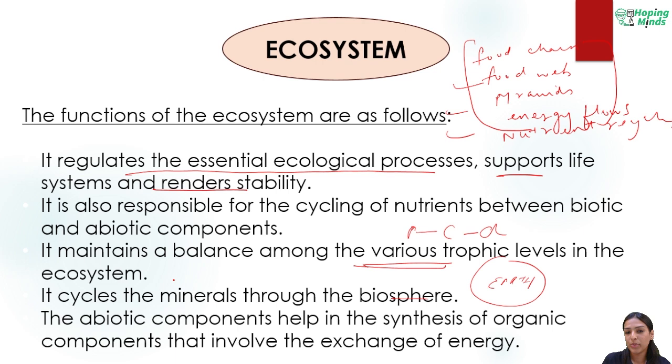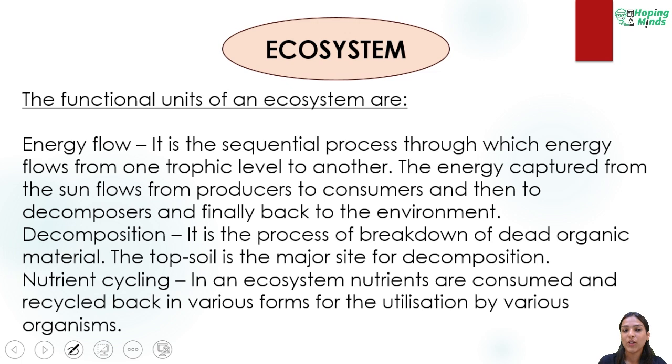The abiotic components help in the synthesis of organic components that involve the exchange of energy. The functional units of an ecosystem are, again, energy flow, the topics that we studied. What is energy flow? Energy flow is the sequential process through which energy flows from one trophic level to another.